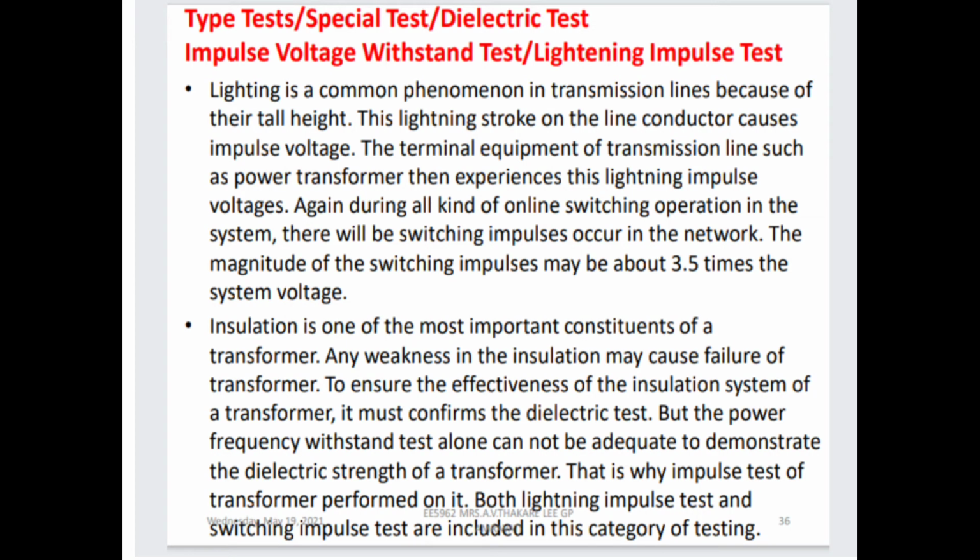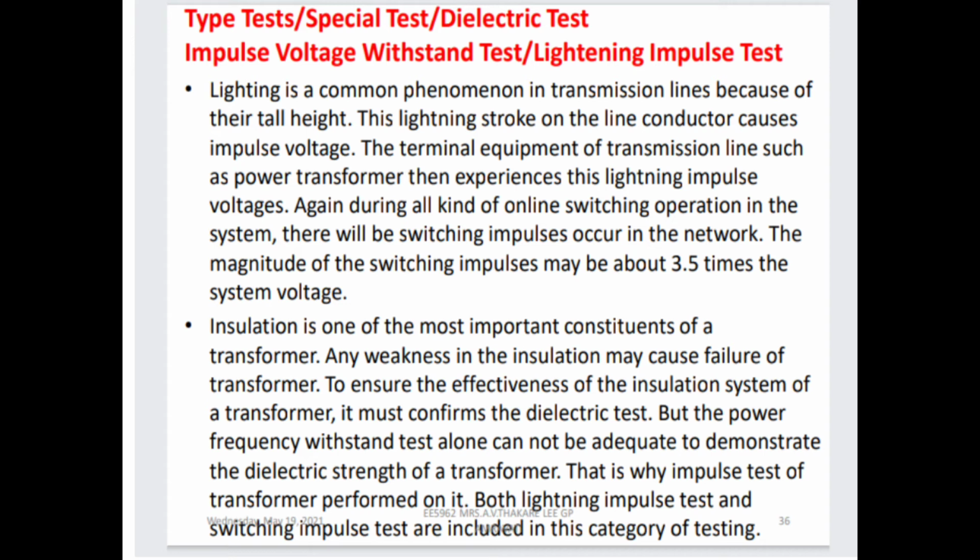Type test, special test and dielectric test: the impulse voltage withstand test, or lightning impulse test. In this, lightning is a common phenomenon in transmission lines because of their tall height. This lightning stroke on the line conductor causes impulse voltage. The terminal equipment of the transmission line, such as a power transformer, then experiences these lightning impulse voltages.